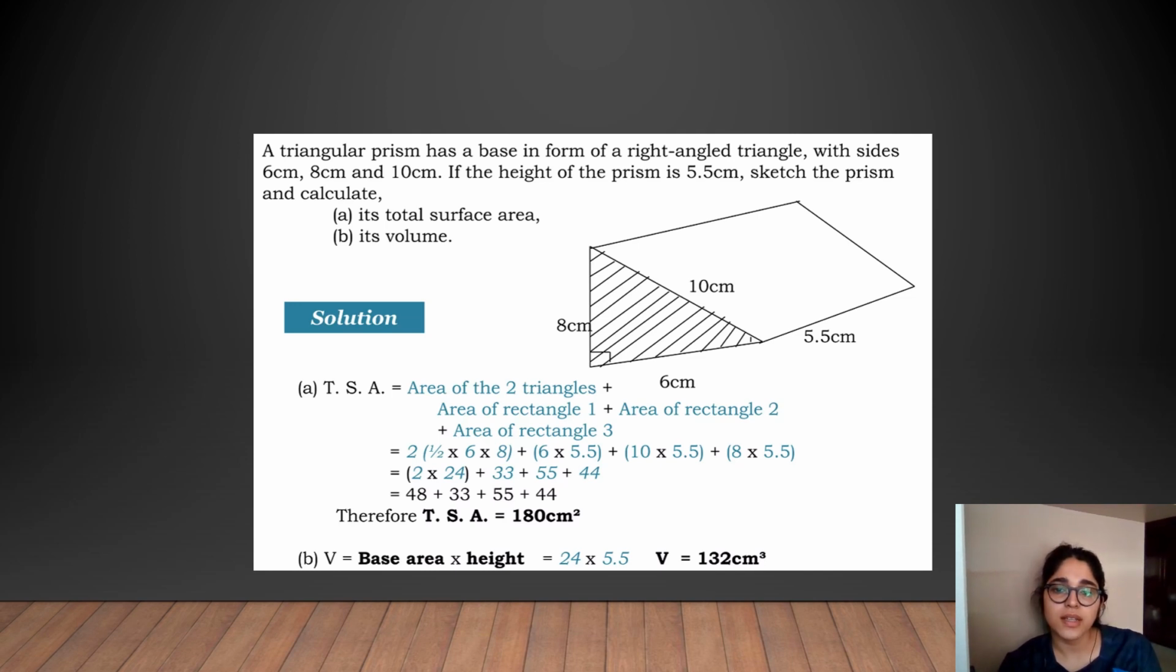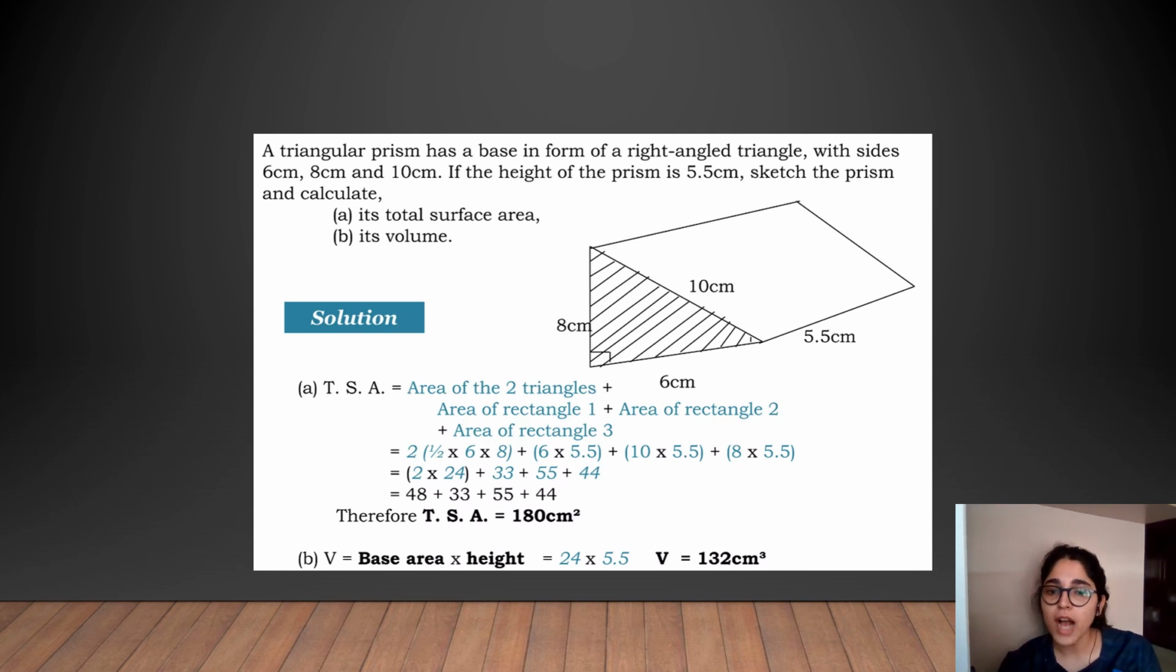Here we see that this prism is a triangular prism and it has a base in the form of a right angle triangle. The sides that we observe are 6 centimeter, 8 centimeter, 10 centimeter, and the height of the prism is 5.5 centimeter. We have to find the total surface area. We observe that there are two triangles and three rectangles being formed.